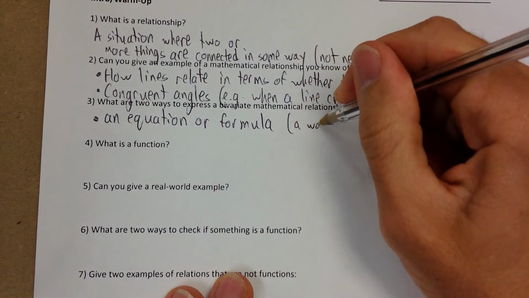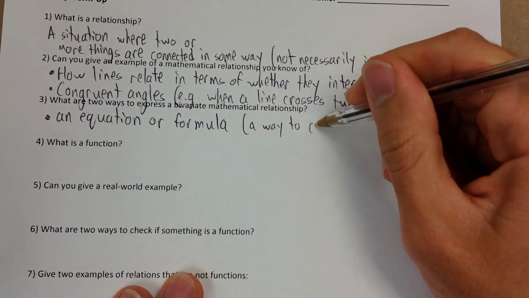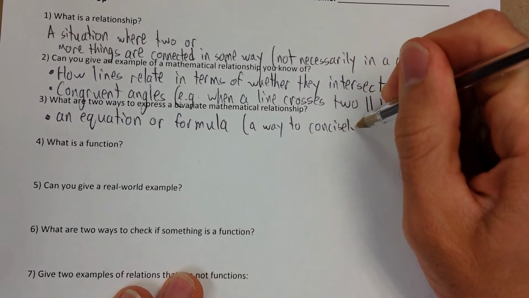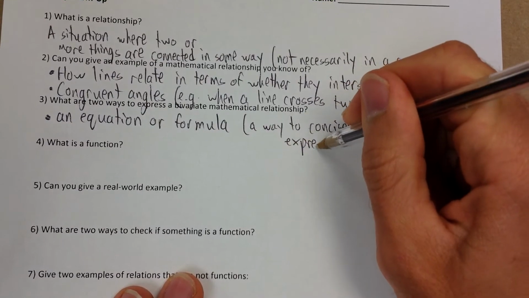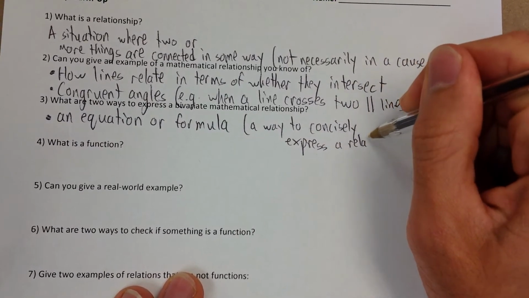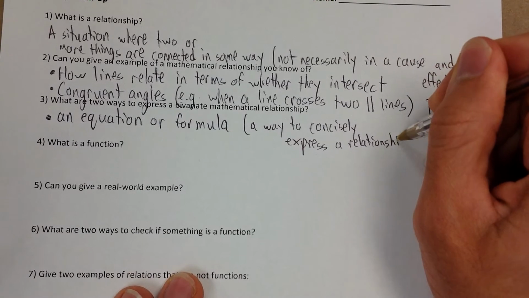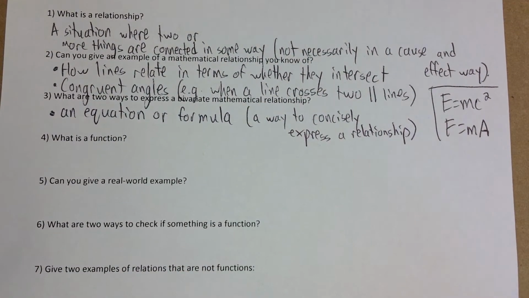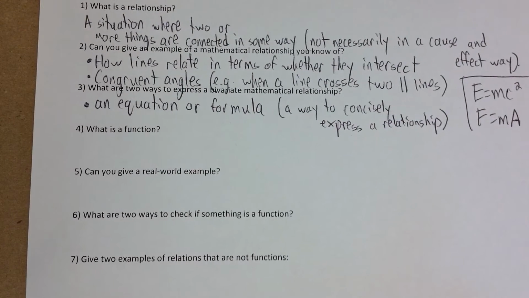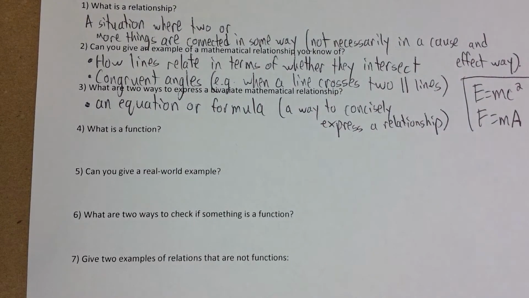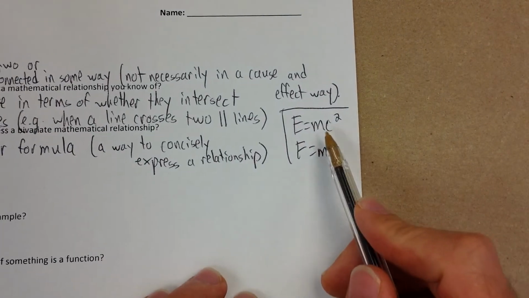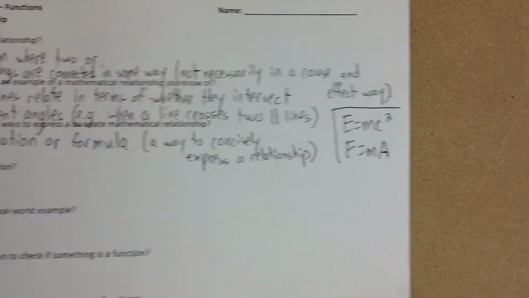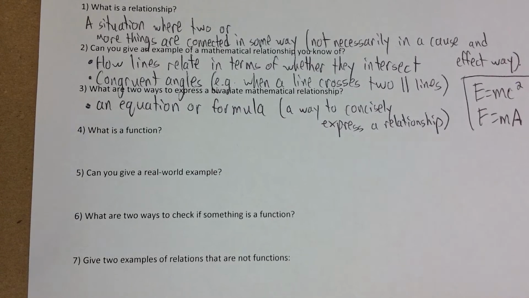This is a way to concisely express a relationship. What's a non-concise way? What's that? Expression? These are examples of expressions. It's a non-concise way to express a relationship.